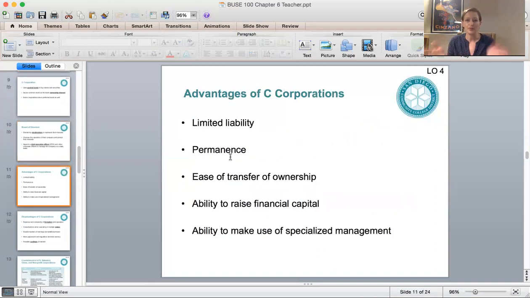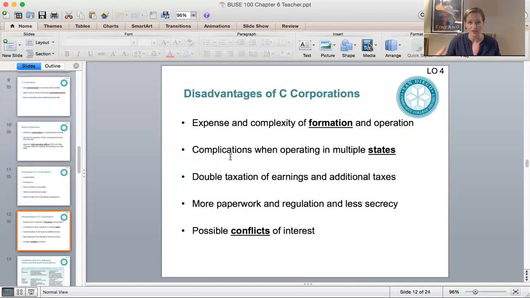So C corporations, the reason we love them, there's limited liability, there is permanence. So if I die and I have a corporation, I have right now, what, 3 corporations, my corporations live on. It's almost like having a kid, right? You nurture it, you do all these things, and then you die and the corporation goes on and on and on. It's really easy to transfer ownership. It's really easy to raise capital and to hire specialized management.